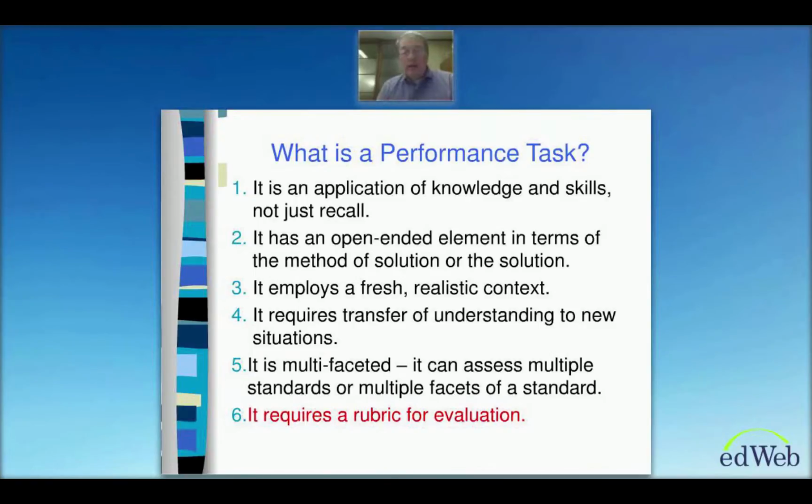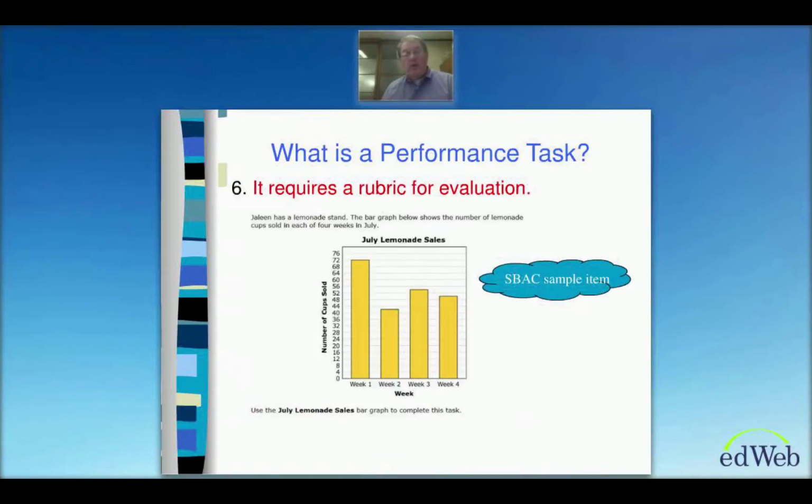Okay, lastly, among the characteristics of a performance task, they do require a rubric for evaluation. And I'm sure many of you have seen different types of rubrics. One of the types of rubrics that's frequently used is a rubric that's holistic, where maybe different dimensions of the student's response are being evaluated. For example, there may be a certain number of points for mathematical accuracy, a certain number of points for the explanation that comes with the answer. On state assessments, these are not the types of rubrics that we normally see.